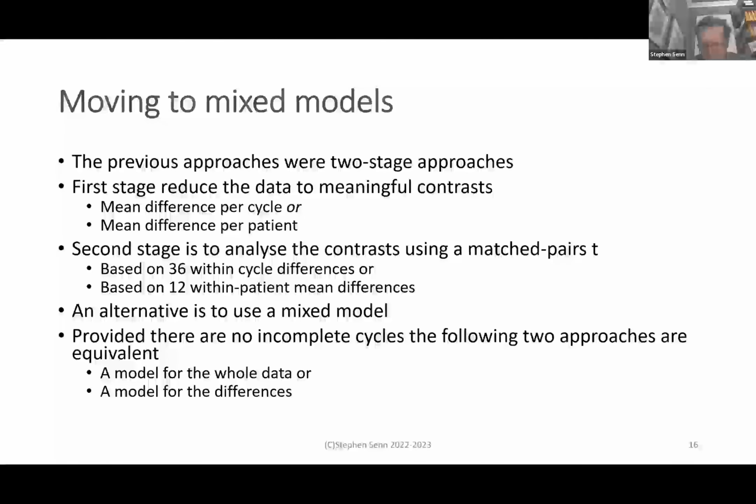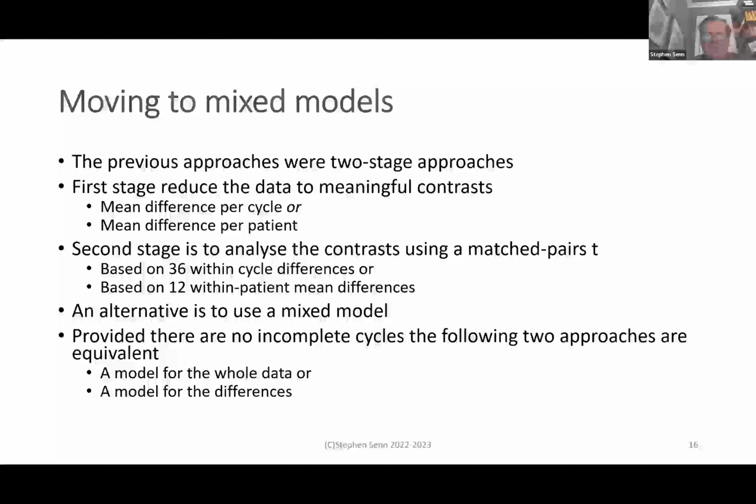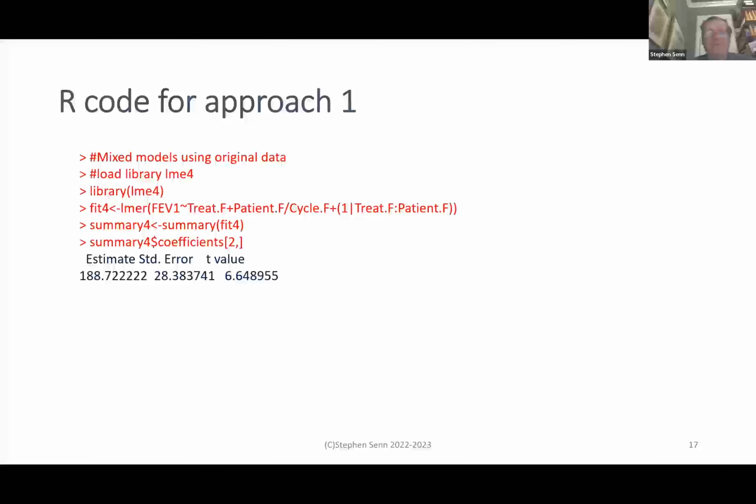The difference really for an overall analysis arises in the unbalanced case. But mixed models are more powerful for certain purposes, and that's why we love them. They are particularly good at having a look at individual random effects. But provided there are no incomplete cycles, the following 2 approaches are equivalent, by the way: a model for the whole data or a model for the differences.